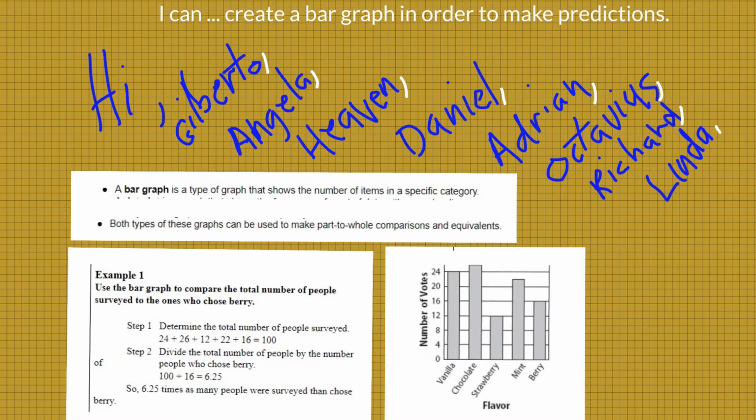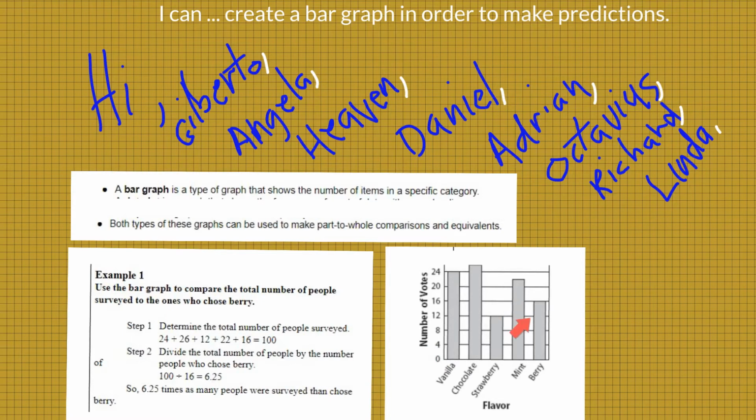All right. Our little lesson today is about creating a bar graph in order to make predictions. Again, hi everybody. So what's a bar graph? It's a type of graph that shows the number of items in a specific category. If you look at the bar graph here, these are the categories, and then these are the number of votes that the person gets.